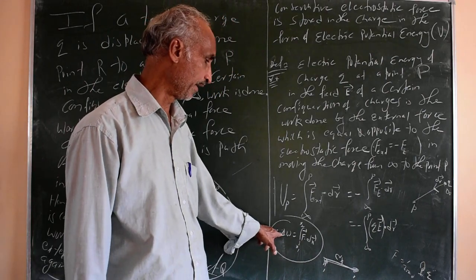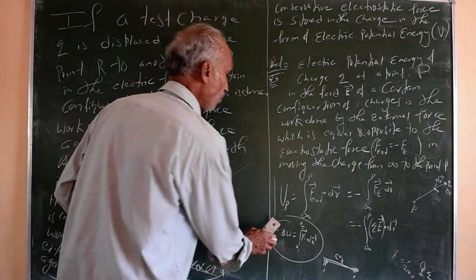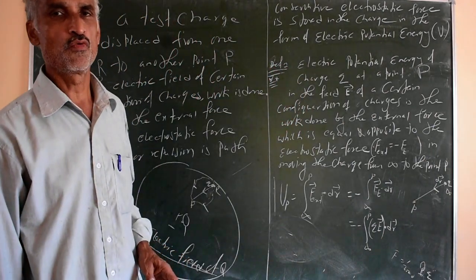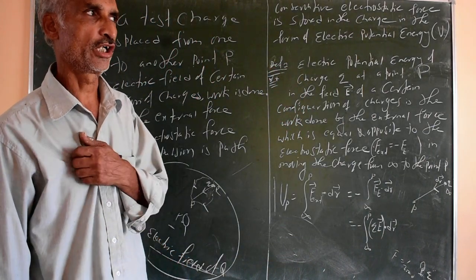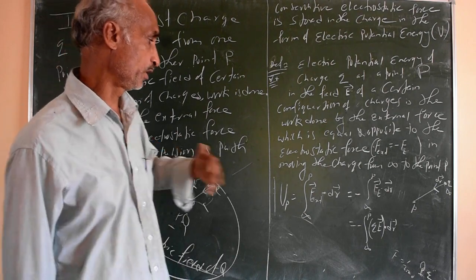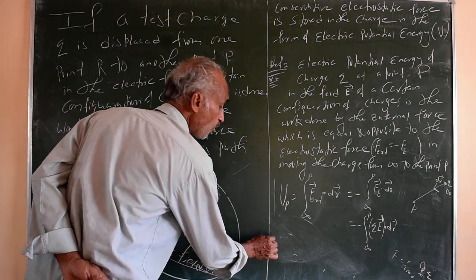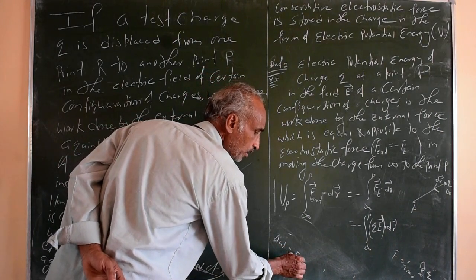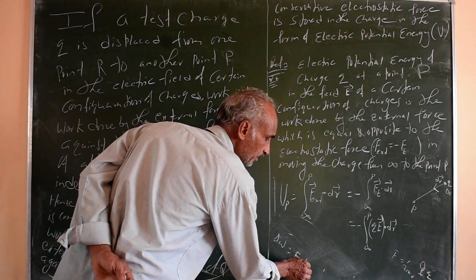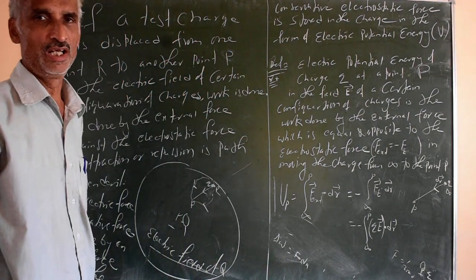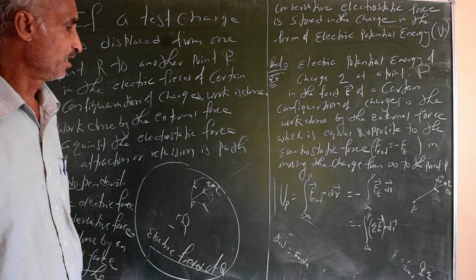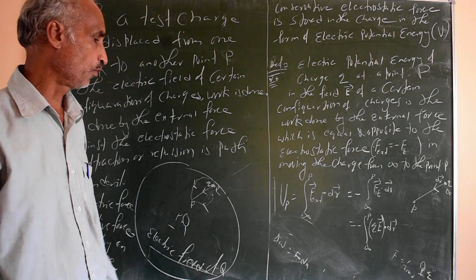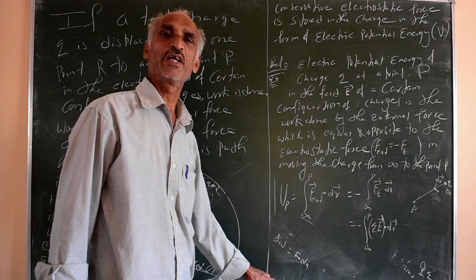Therefore, the work done will be calculated by integration, because the electric force is not a constant force, it is a variable force. If the force is constant, then the work done is simply delta W equal to F dot dx, the force into the displacement. If the force is variable, then we use integration.